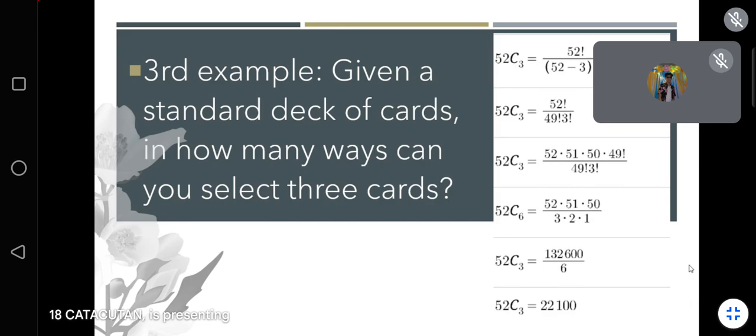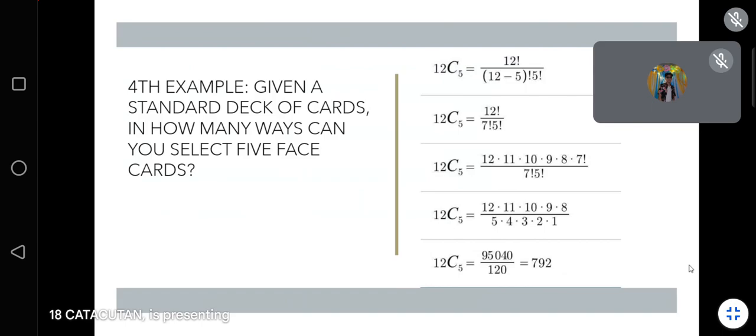Another one with the same scenario is this. Given a standard deck of cards, in how many ways can you select 5 face cards? A typical deck of cards consists of 52 cards divided into 4 suits: hearts, diamonds, spades, and clubs. Hearts and diamonds are red, while spades and clubs are black. Each suit has 13 cards: an ace, 2 through 10, jack, queen, and king. Face cards are Jack, Queen, and King. Determine first the total number of face cards. There are 3 face cards in each suit, and there are 4 suits, hence there are 12 face cards in a standard deck of cards.